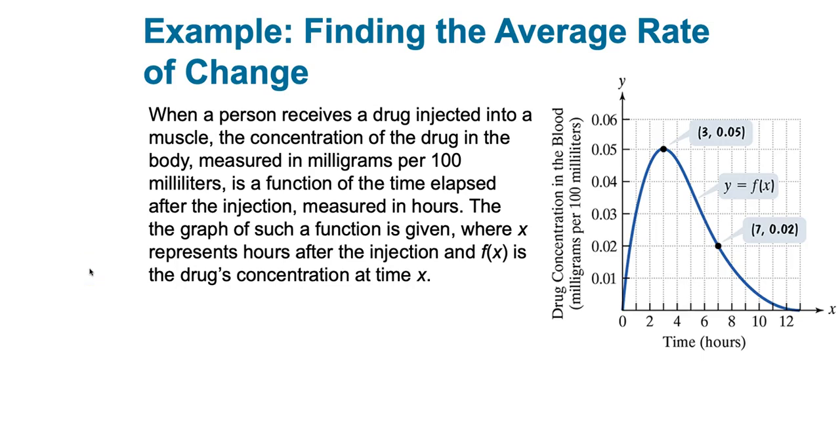Let's look at an application. When a person receives a drug injected into a muscle, the concentration of the drug in the body, measured in milligrams per 100 milliliters, is a function of the time elapsed after the injection, measured in hours. The given graph models such a situation. The independent variable x represents the number of hours after the injection, and the function value, or the y value, represents the drug's concentration.